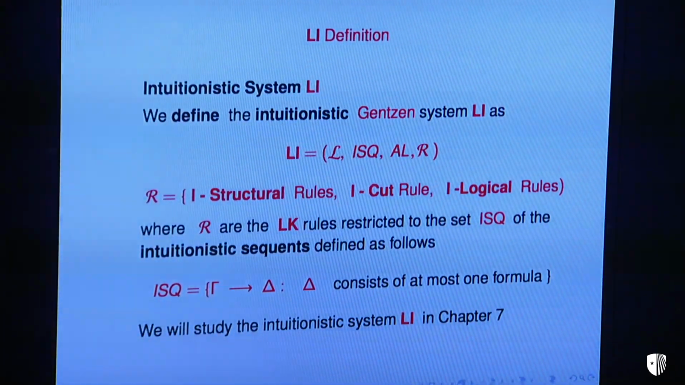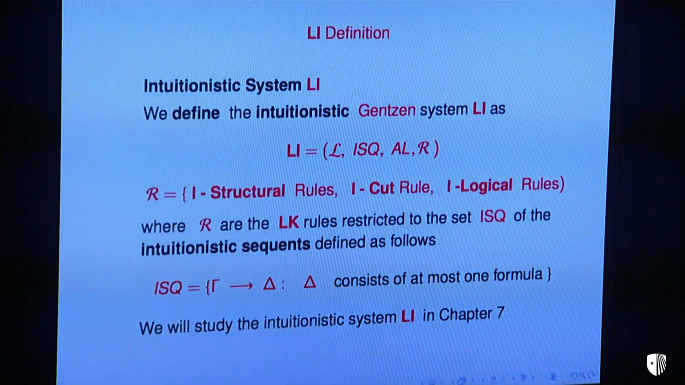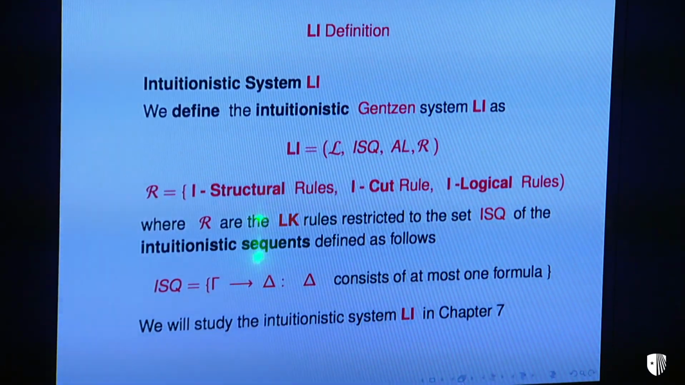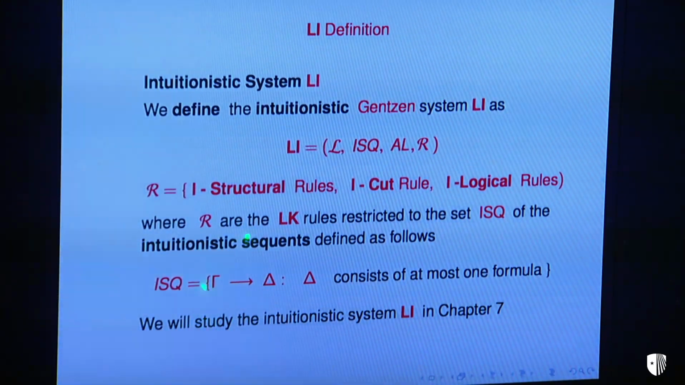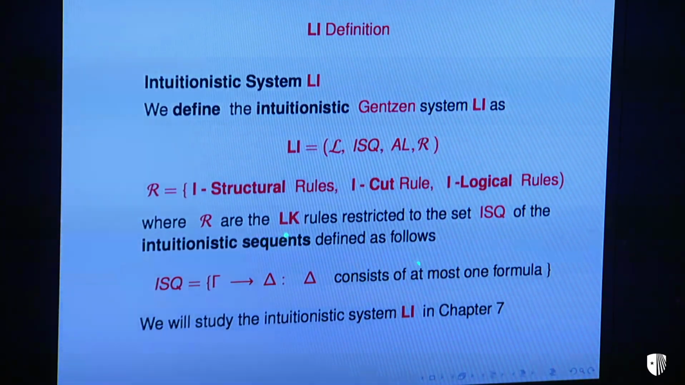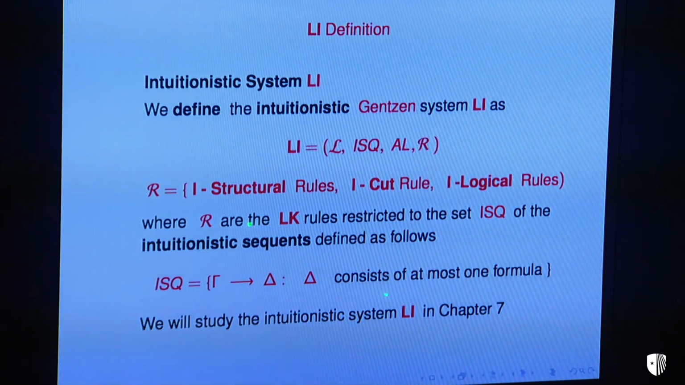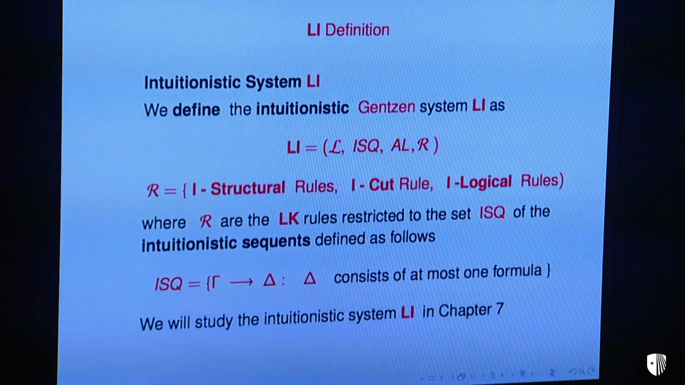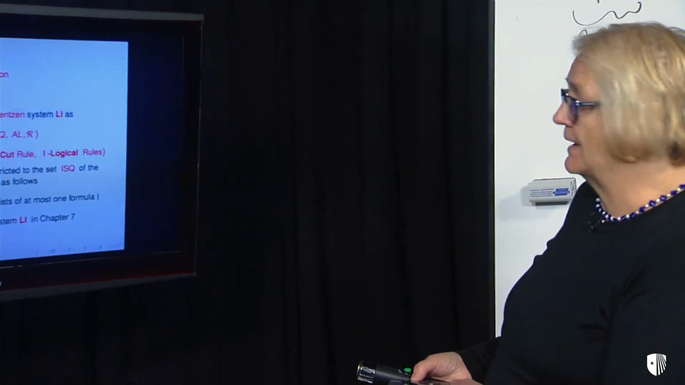And what is the power and his genius was that he proved that if you take only sequents such that on the right side delta consists of at most one formula, with all the same rules, with those restrictions, you get intuitionistic logic. And also he did it for quantifiers, so we'll study the full-fledged predicate case later in chapter 9.